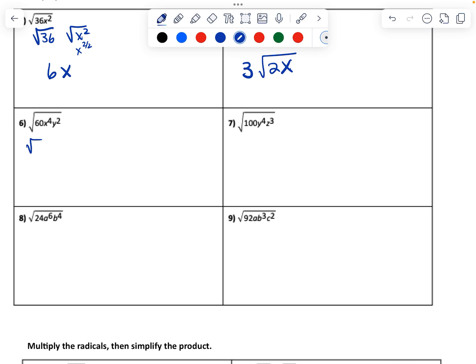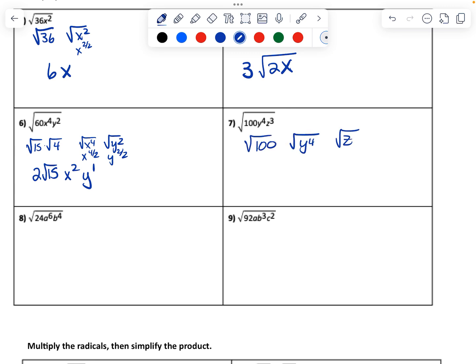Square root of 60, so the square root of 15 times the square root of 4. The square root of x to the fourth, the square root of y squared. Well, this is 2 square root of 15. This is x to the 4 over 2, so that's just x squared. Y to the 2 divided by 2 is y to the first. So the square root of 100, square root of y to the fourth, square root of z to the third. Well, that's just 10. This is 4 divided by 2 is 2. 3 divided by 2. So it goes in there once with 1 left over.